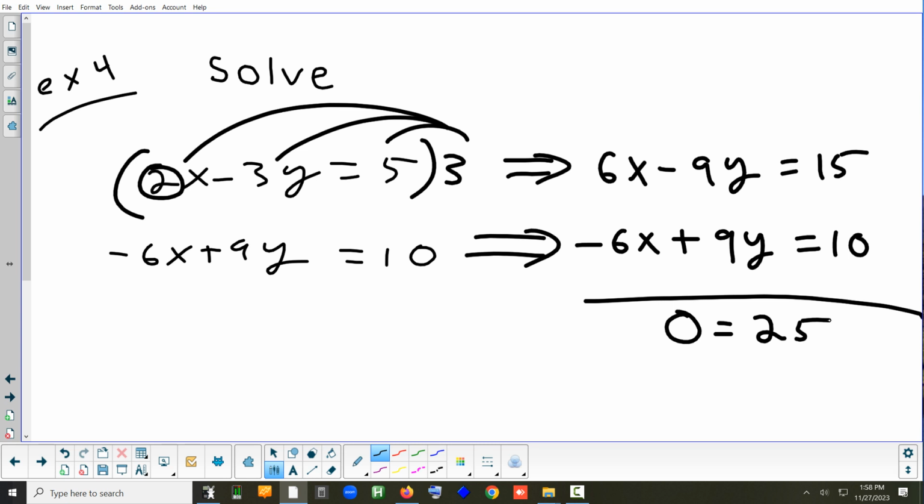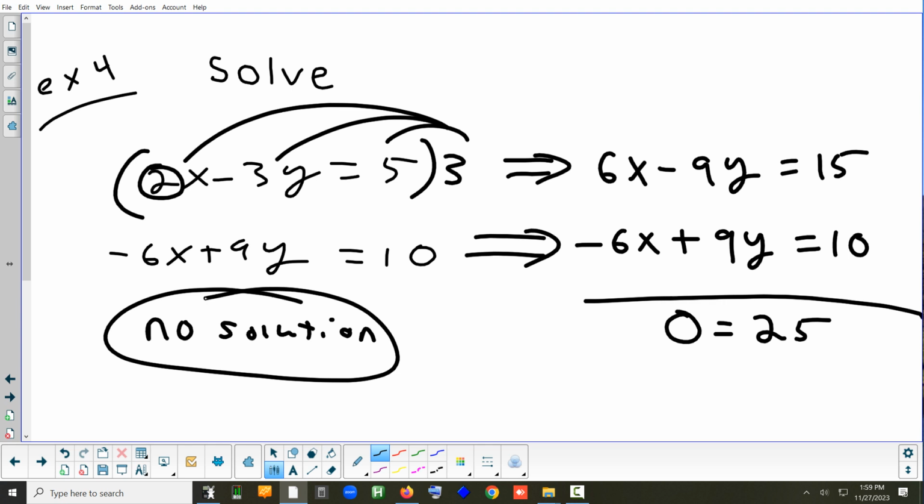Okay, when all your letters cancel, you're done. You just have to look at that and know what that means. 0 equals 25. So what do you think about that? No solution. You ended up with a false statement. That's not the answer. The answer is no solution.